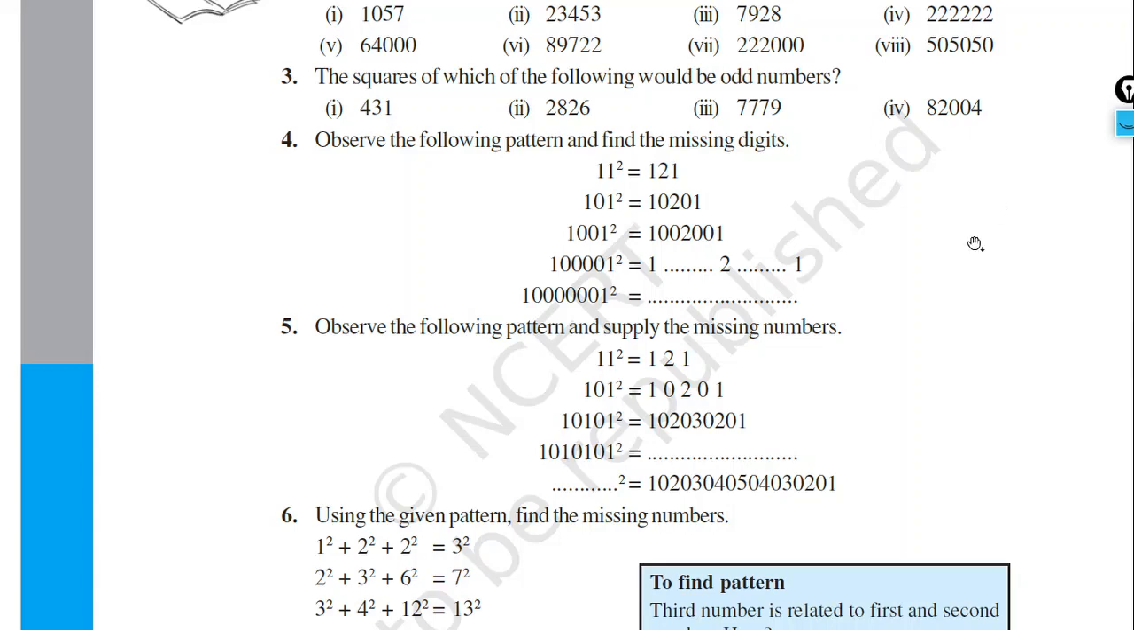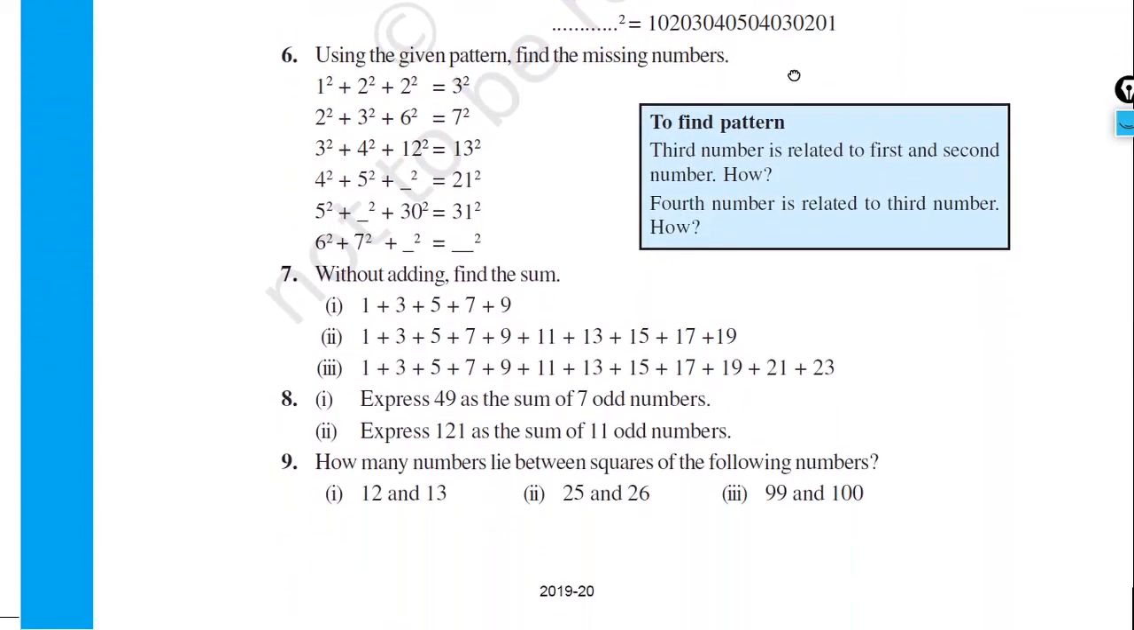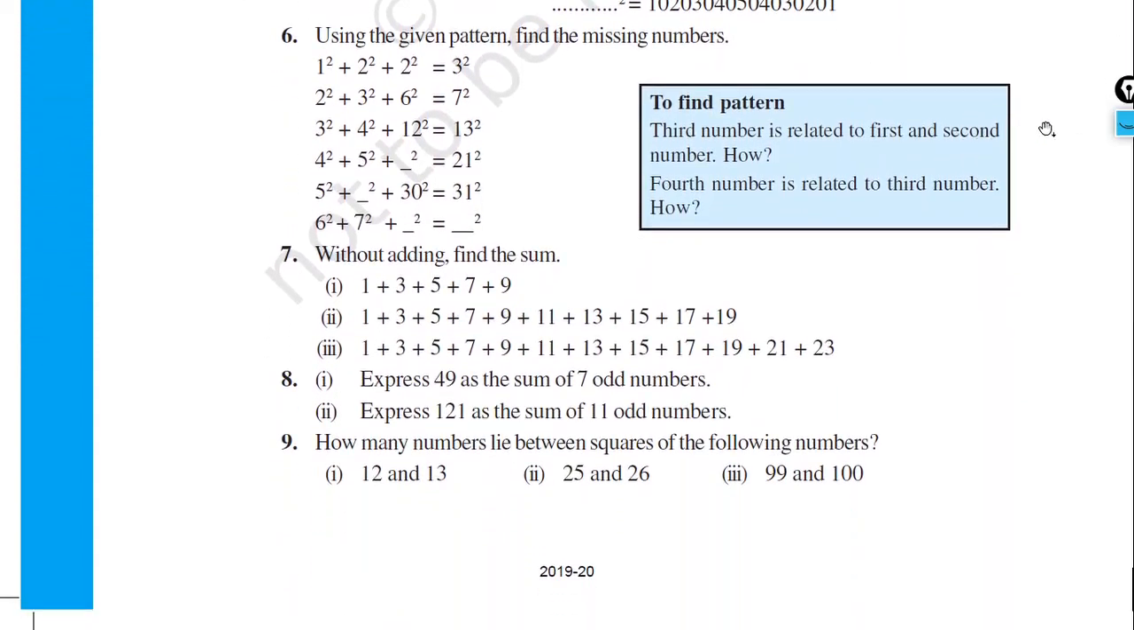Now we'll move to the next question. Question number 6. Using the given pattern, find the missing number. Again a pattern. You see 1 square, 2 square, 3 square, 4 square, 5 square, 6 square. Then 2 square, 3 square, 4 square, 5 square, then it will be 6 square. Then 7 square. Okay. Then 2 square, 6 square.